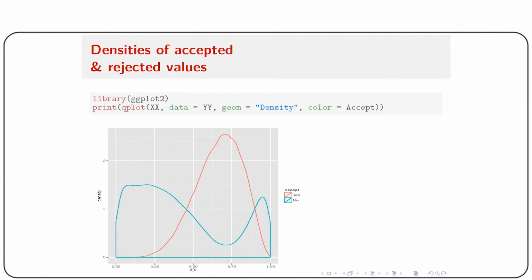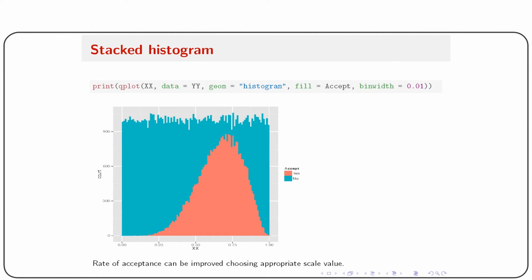rejected values. And next we can do a stacked histogram, that is print qplot(xx, data = y, geom = "histogram", fill = accept, binwidth = 0.01). Then we'll get a stacked histogram over this, and the rate of acceptance can be improved by choosing an appropriate scale value here.